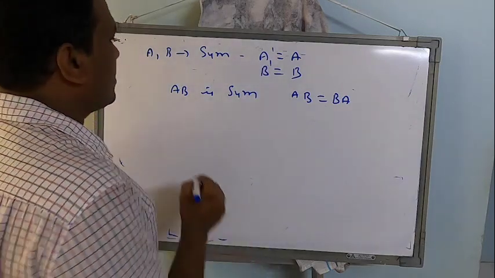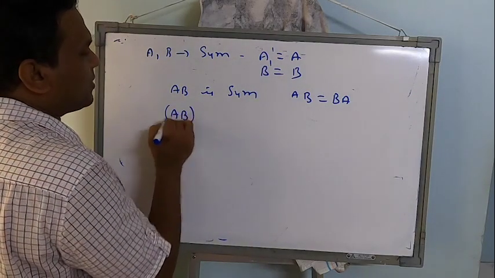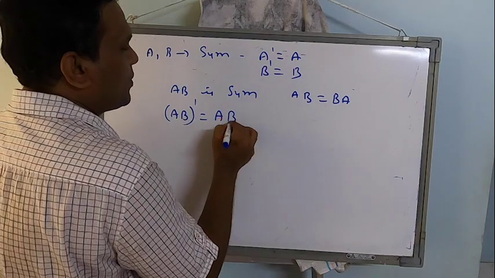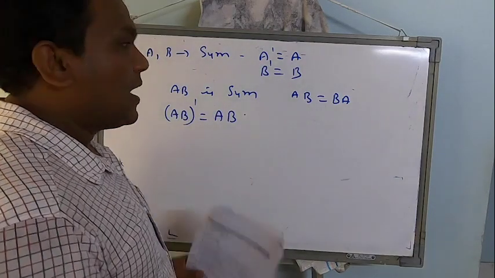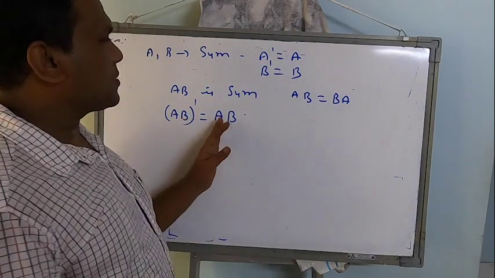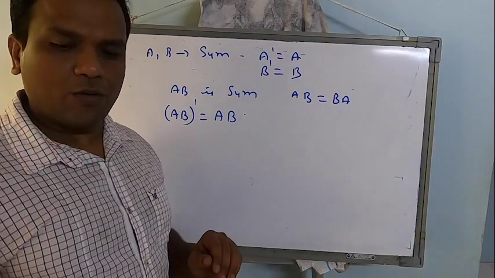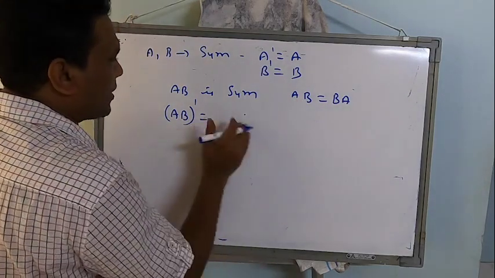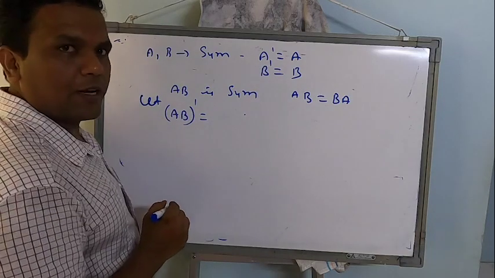AB is symmetric means I should show (AB) the whole transpose is equal to AB. This is the condition for symmetric, right? And I should show this condition is possible only if AB is equal to BA. So what I will do here, let me start with (AB) the whole transpose.